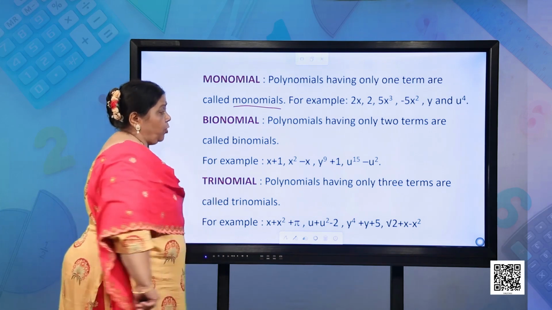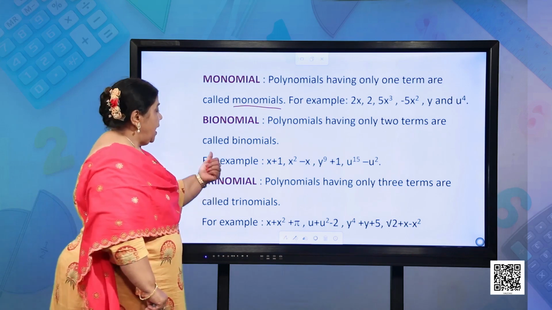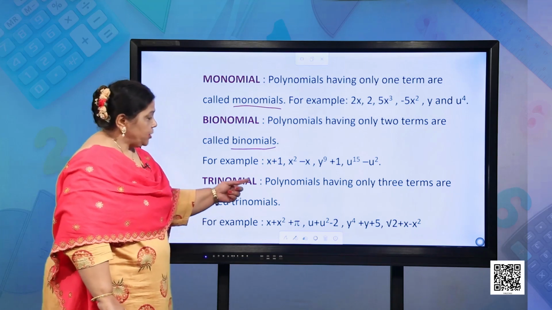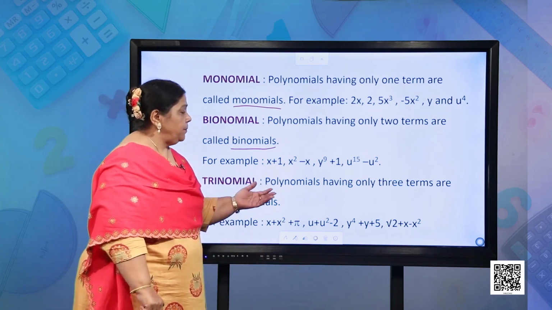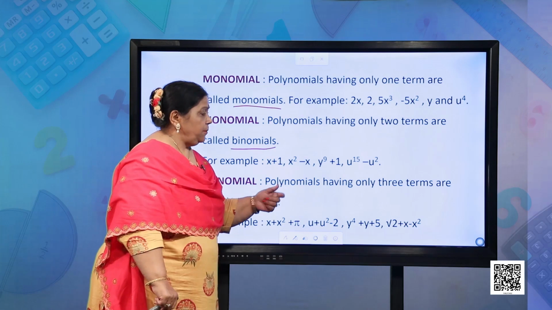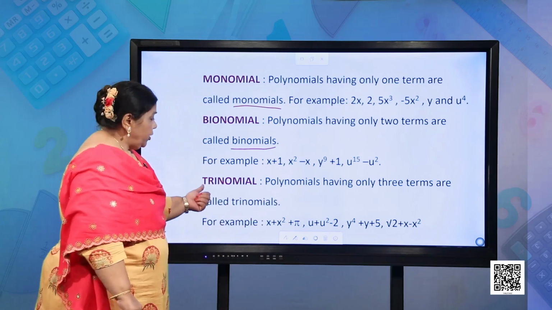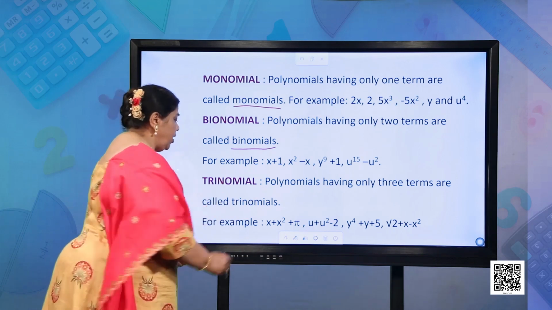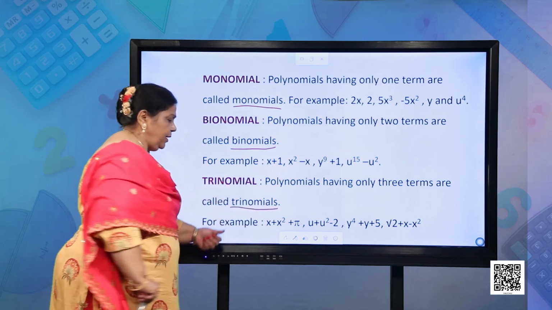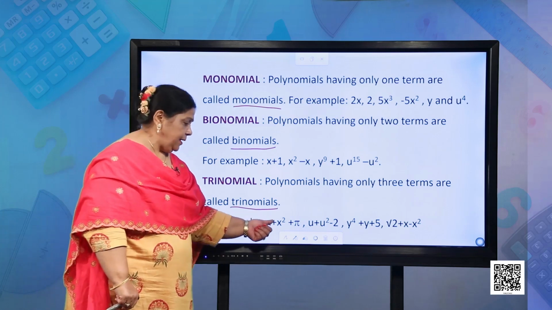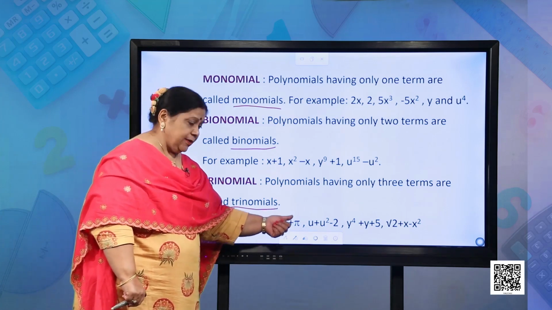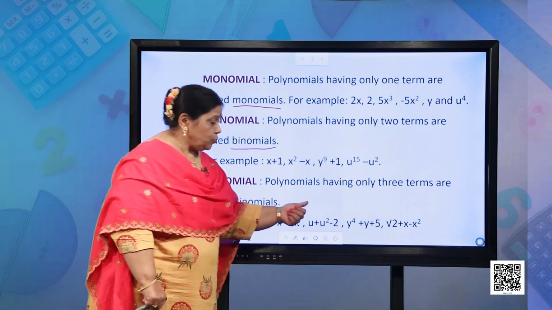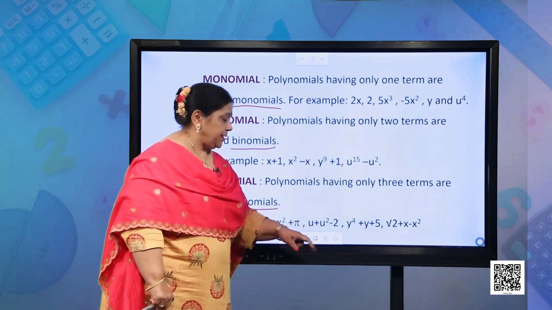What is a binomial? Polynomials having only two terms are known as binomials. For example, x plus 1, x square minus x, y to the power 9 plus 1, u to the power 15 minus u square. What is a trinomial? Polynomials having only three terms are called trinomials. For example, x plus x square plus pi, u plus u square minus 2, y to the power 4 plus y plus 5, square root 2 plus x minus x square.